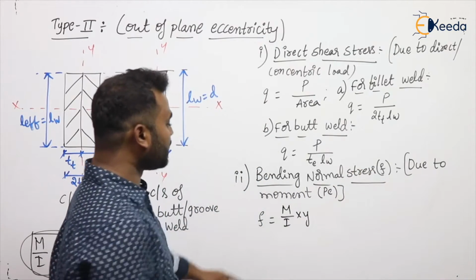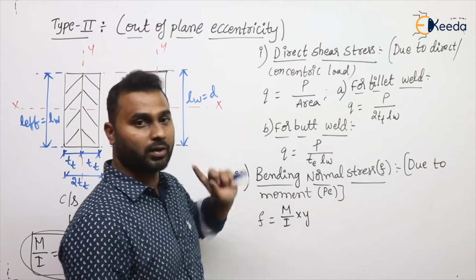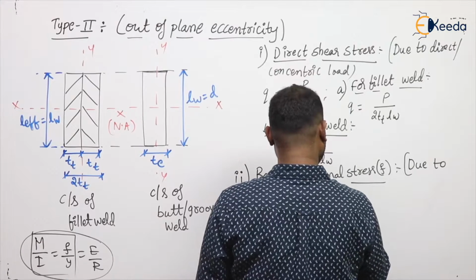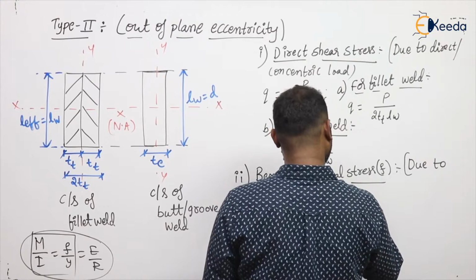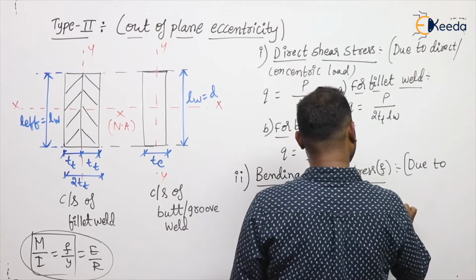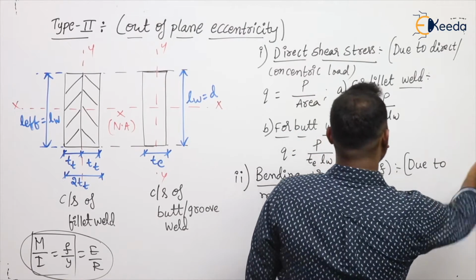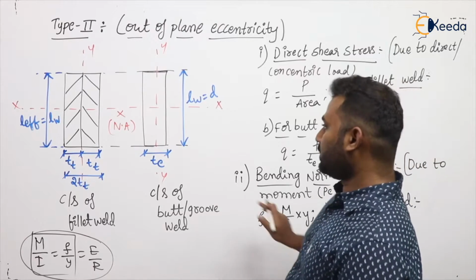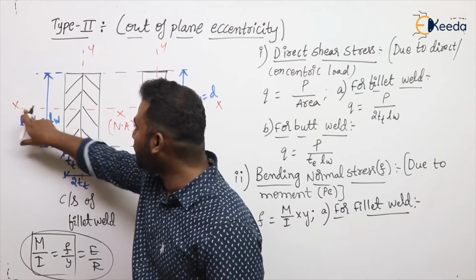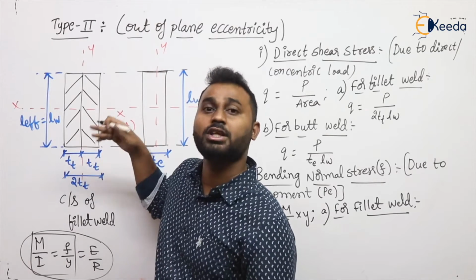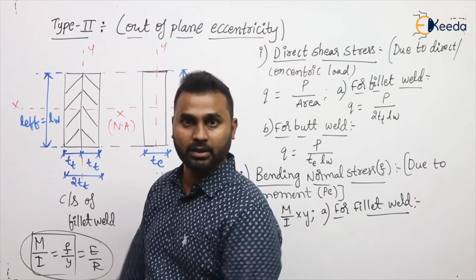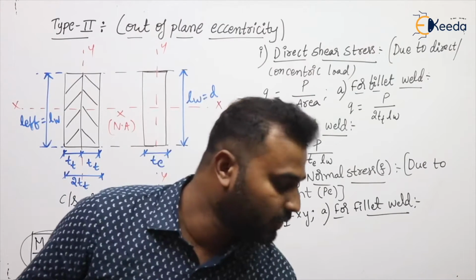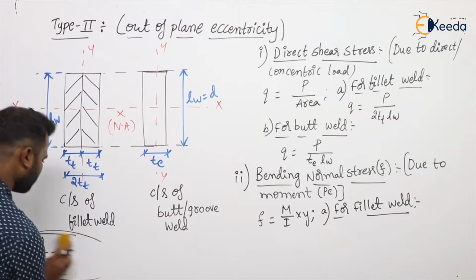Here also we need to calculate the normal stress for fillet weld and butt weld. So first, for fillet weld, I is along the neutral axis or along the XX axis, along which the bending will occur, or along which the moment is acting. Now how to calculate I for butt weld and fillet weld, very easy formulas. Here itself I am showing.